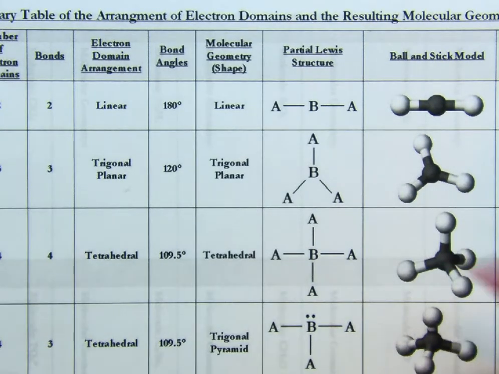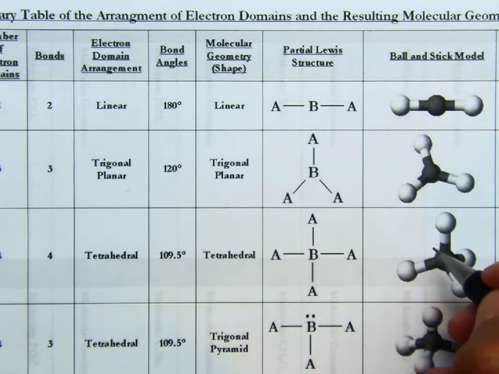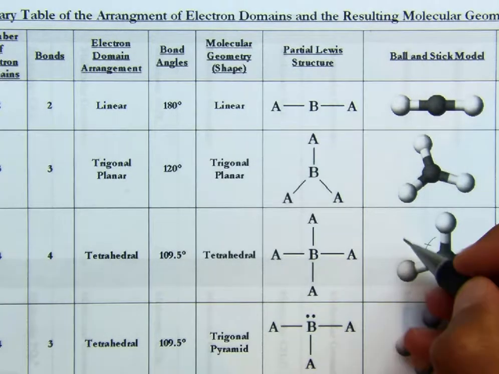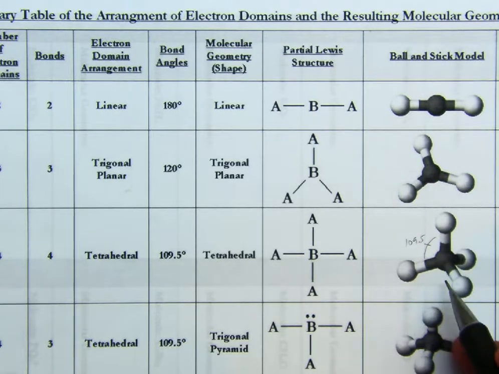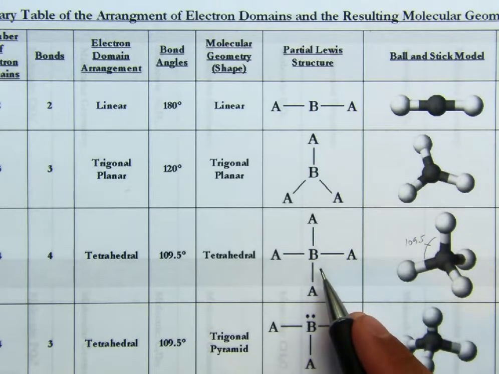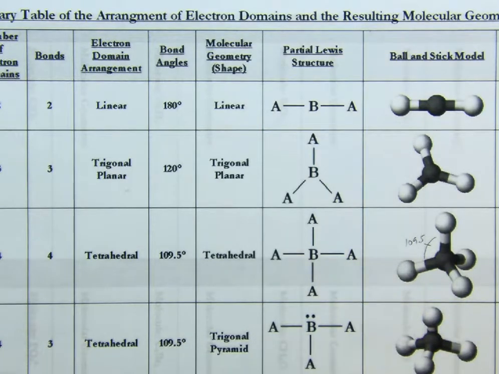And if you look here at this bond angle, that's more than 90 degrees. That's about 109.5 degrees. And that's true for this one down here too. So these 4 domains are getting as far apart as possible. Drawing it flat on a piece of paper like this makes it look like a plus sign, like it has 90-degree bond angles, but it doesn't.